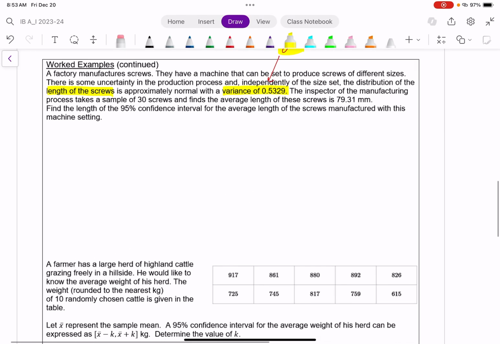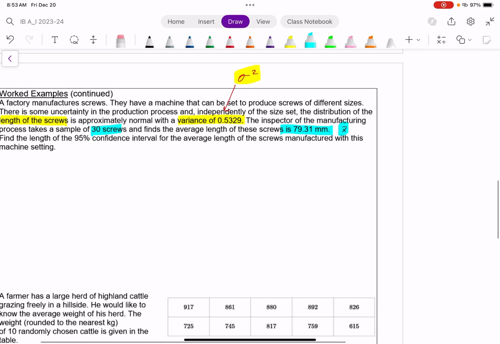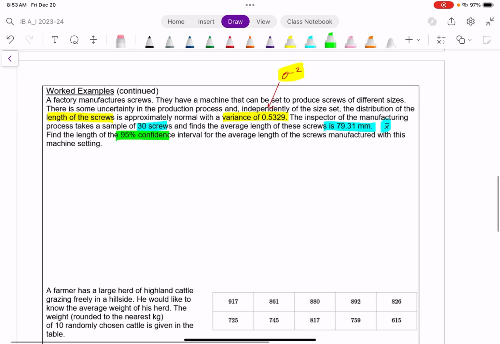We then have a sample of 30 screws, and the mean of the sample is 79.31. So again, that's our sample mean. So we know the sample mean this time, and we want a 95% confidence interval to determine what is the interval for the mean. Actually, to be honest, we're once again looking to find the length of the confidence interval. Sorry, the word length just keeps popping up in different meanings, and my brain is very confused this morning.